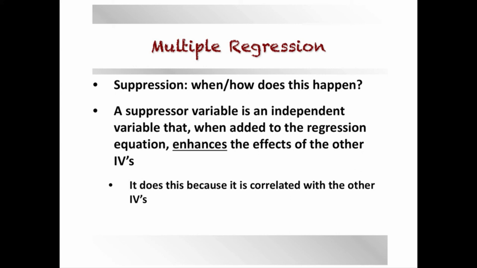Then you add in dad's anxiety, and suddenly mom's anxiety is more important. What? Like, how is that? That doesn't make sense. There's only one thing that it's doing. It can't be doing something that it wasn't before. Well, it's because of the correlation of the IVs that this happens.